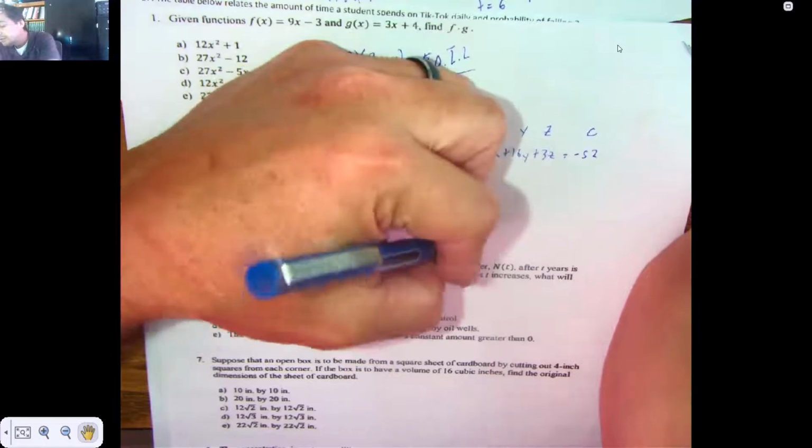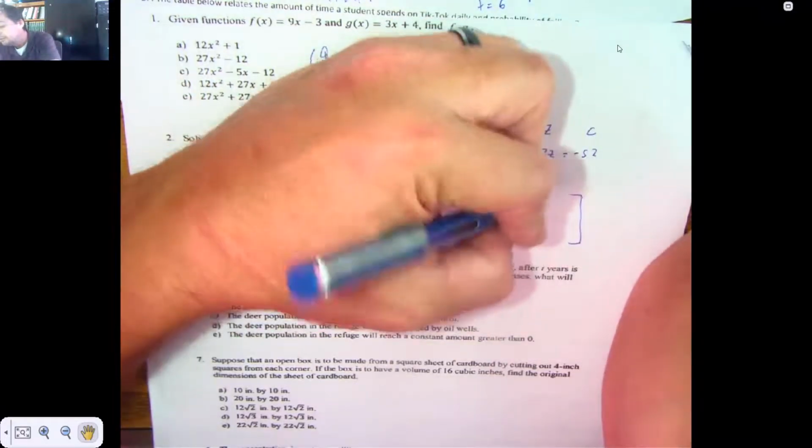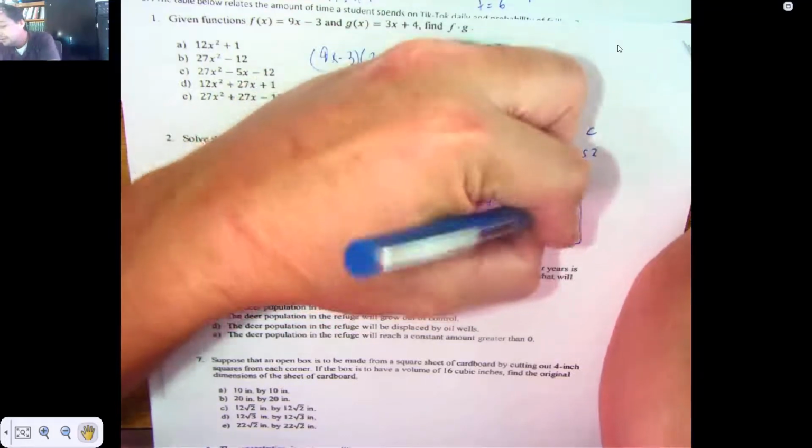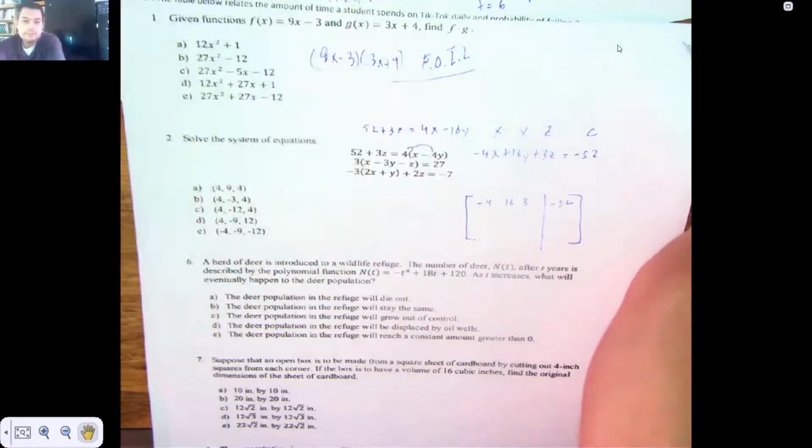And then you're going to use matrices, right? Negative 4, 16, 3, negative 52. And you're going to figure out those two lines. But use matrices. It'll give it to you.